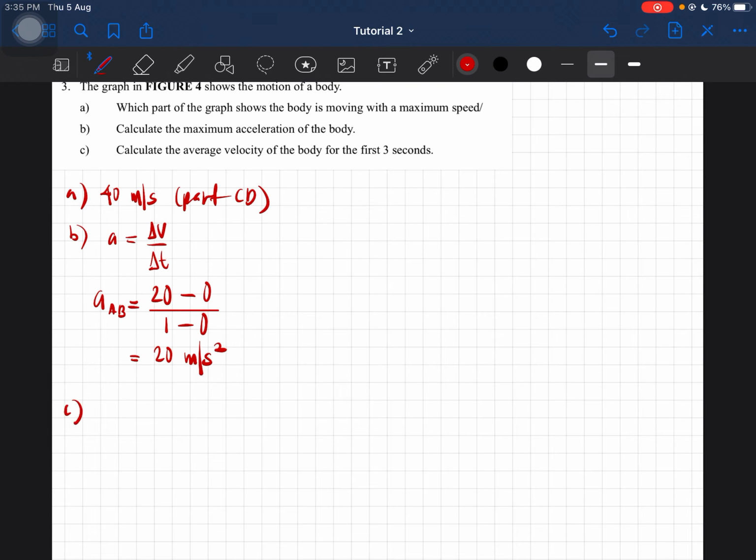Lastly, we have to find the average velocity for the first 3 seconds. Okay, so for the first 3 seconds, we have to firstly find the total displacement dulu. Okay, why do we need to find the total displacement? Is because we are looking for the average velocity. Okay, so we know that average velocity is calculated using delta s over delta t. Okay, velocity is showing us the rate of displacement.